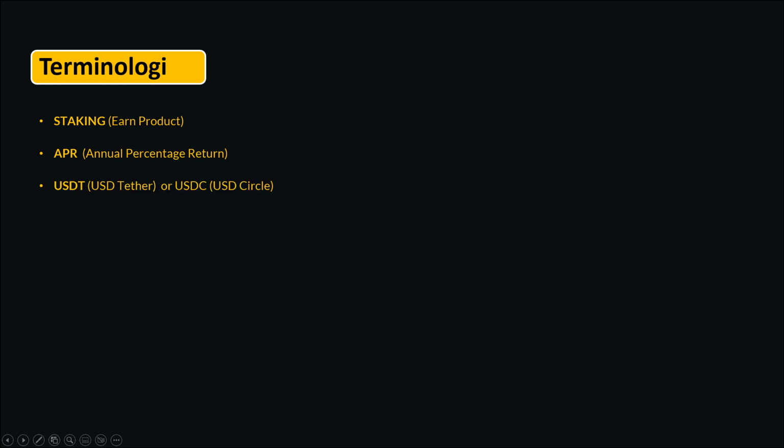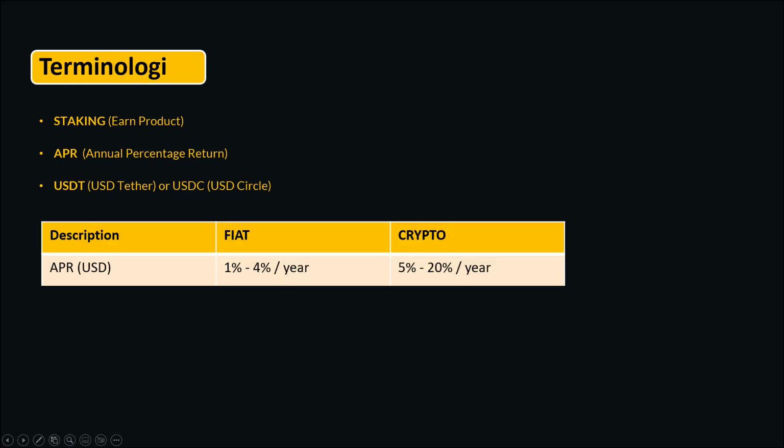Now, USDT stands for USD Tether. It is issued by Tether Limited. It's a stablecoin whose value or price is pegged 1-to-1 to the fiat US dollar. The same principle applies to USDC, which is also a stablecoin issued by Circle. Now let's go deeper into the comparison between the two. The APR in fixed deposit USD fiat is somewhere between 1 to 4% in most countries. And in crypto, we will find a whopping 5 to 20% in APR.